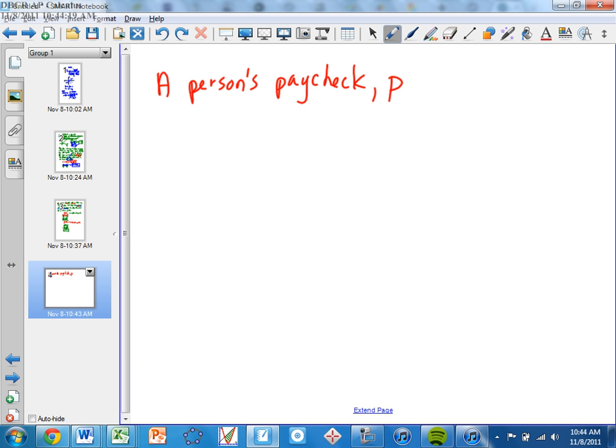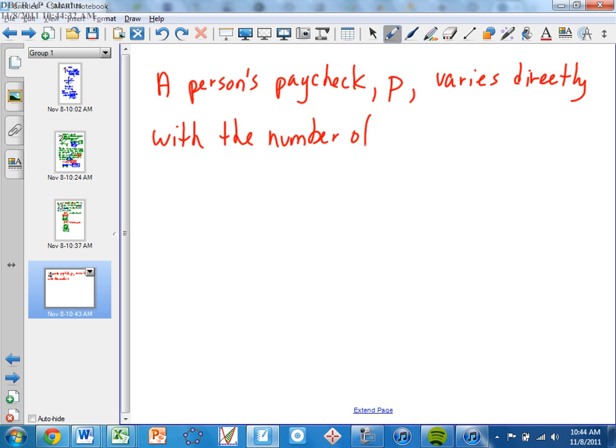P, varies directly with the number of hours worked, which we'll call W. A person's paycheck, P, varies directly with the number of hours worked, W.